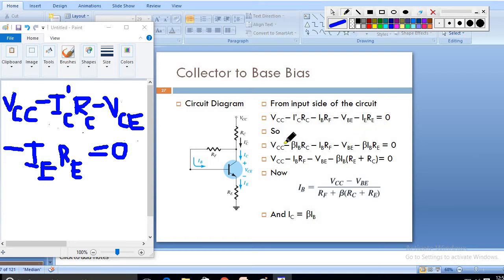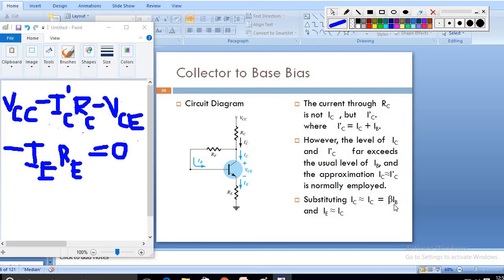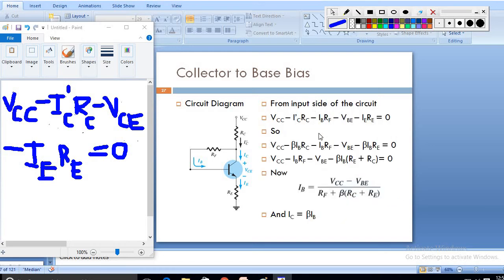After that, for this IC dash, replace IE as beta IB. You all know that IC is equal to beta IB, and IE is equal to IC, so IC is equal to beta IB. For that reason I am replacing IC dash as beta IB, and IE as beta IB. After rearranging and taking common, we will get this expression. See here, minus beta IB and minus beta IB is there. Now I am taking common here, and the left out things are RE and RC.